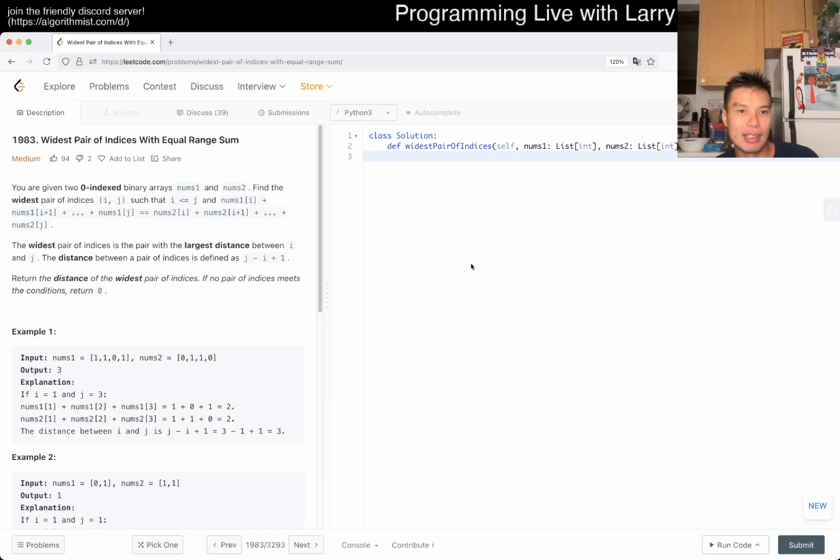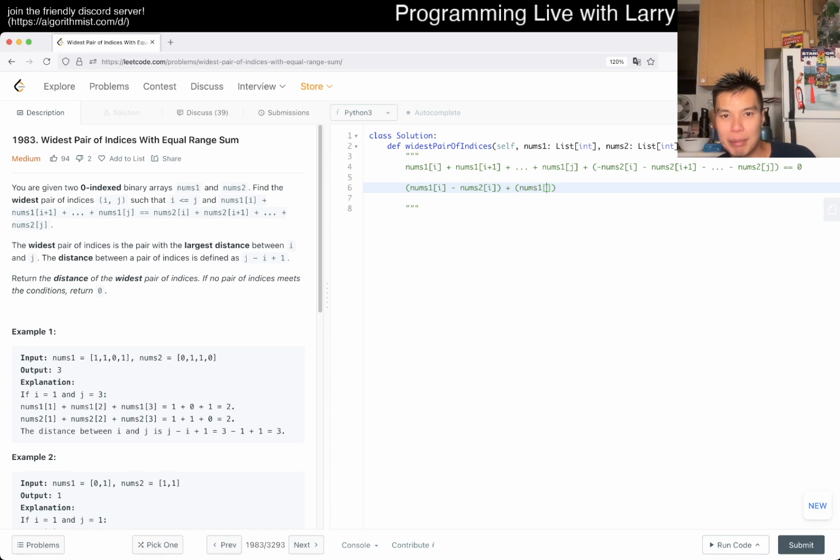The key thing about this one is that you have this function, right? Another way to write it is to subtract this side from both sides, so that it is equal to 0. Then you can distribute it, so you have plus and minus, and subtract on the other side. If you rewrite this, you have nums1 sub i minus nums2 sub i, plus nums1 sub i plus 1 minus nums2 sub i plus 1, sorry, but you knew what I was going for, hopefully, plus up to nums1 of j minus nums2 of j, is equal to 0, right?